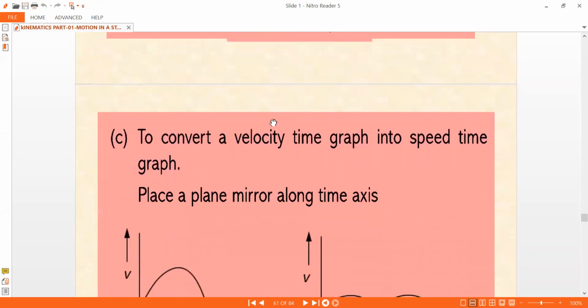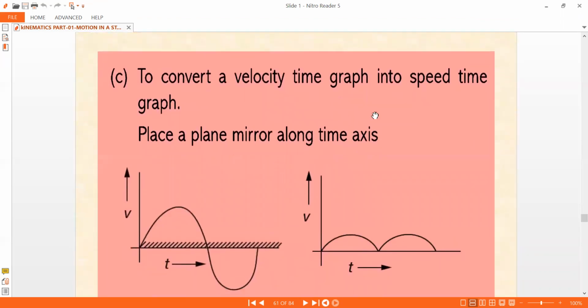Now, afterwards, what you have to do is convert the velocity-time graph into a speed-time graph. Place a plane mirror along the time axis, and then flip this negative part. When you flip the reflection, this is what you get. There's a reflected part here. This is depicted here. What I mean to say is, draw the reflection here and eliminate this part. This is what you are going to get. So that's how you do the speed-time graph using the velocity-time graph.